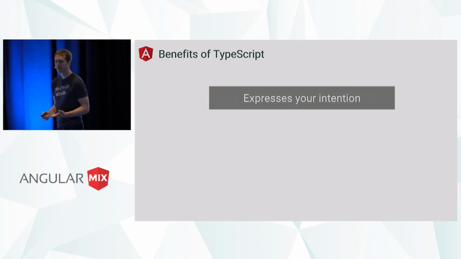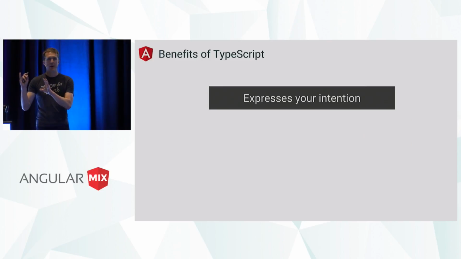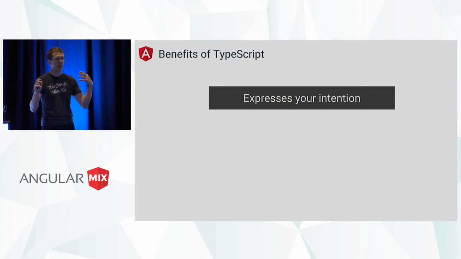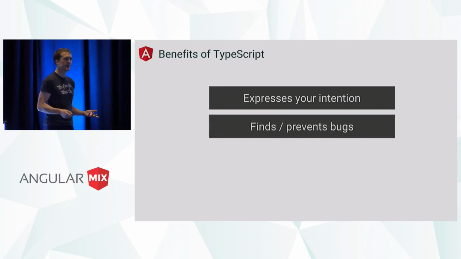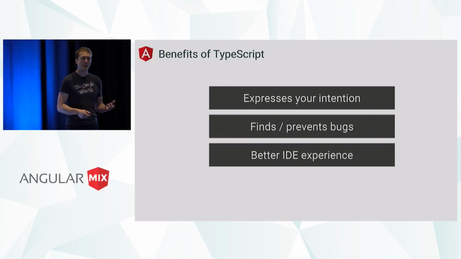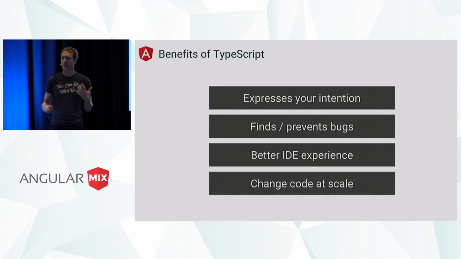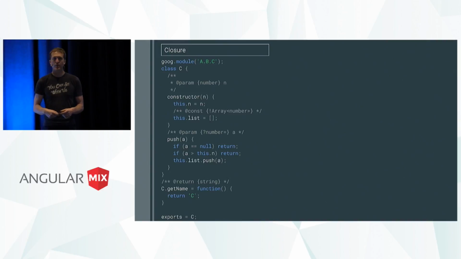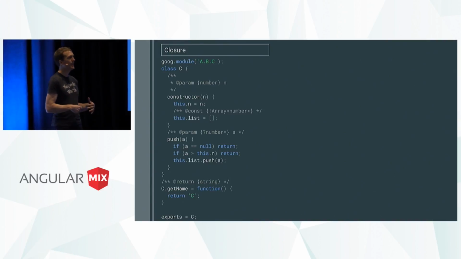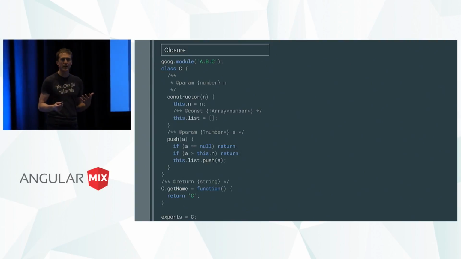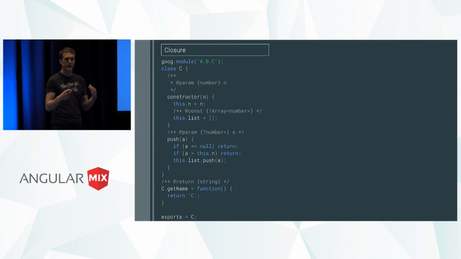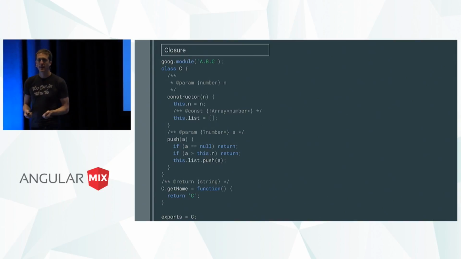This has given us a bunch of benefits. One is that like with that declarative HTML structure, I get to kind of declare my intentions. How should my APIs be used? It finds and prevents bugs. I get a much better IDE experience, and it allows me to change my code at scale. And so just as a little background for this, at Google, we've actually been doing typed JavaScript for over 10 years now. But we used a compiler called Closure. And so the command line is called the JS compiler. And here's an example of Closure code where we specify types in the comments, which has been great.